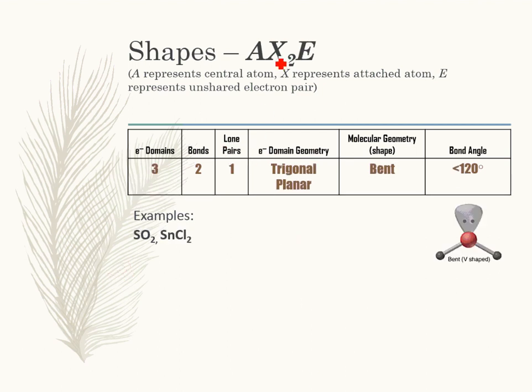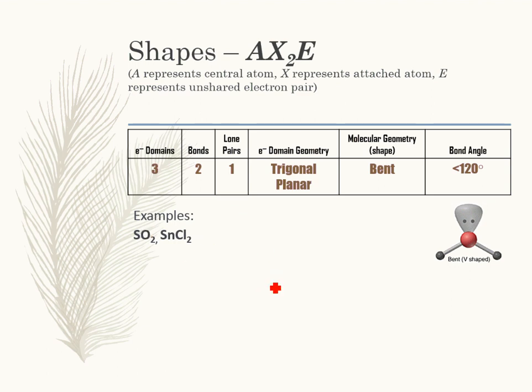So here we go, AX2E. We have a pair of electrons added on now. The electron domain geometry is going to be trigonal planar, and then molecule geometry, ignoring the pair of electrons, is the bent shape. So this is where we have 2 bonds and 1 lone pair.